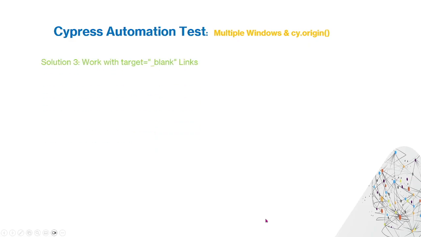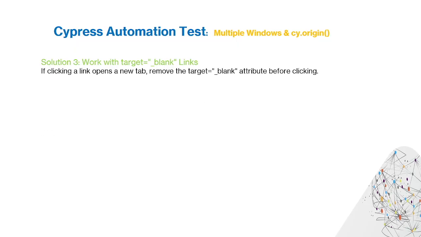Solution 3, work with target equals underscore blank links. If clicking a link opens a new tab, remove the target equals underscore blank attribute before clicking. This is the code. You see we get this link, and before the click, remove the target.